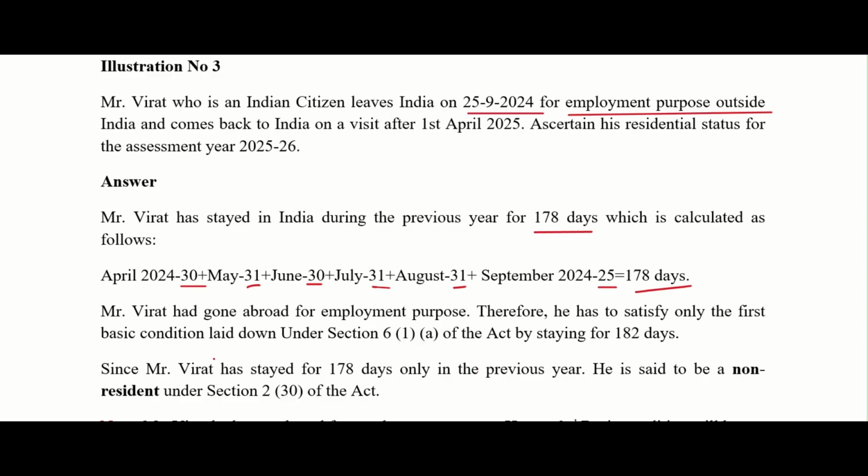So Mr. Virat had gone abroad for employment purpose. Therefore, he has to satisfy only the first basic condition laid down under section 6 subsection 1A of the Act, by satisfying 182 days. The second basic condition will not be applicable to him, since Mr. Virat has stayed for 178 days only in the previous year. He is said to be a non-resident under section 2 subsection 30 of the Act. See here, once a person does not fulfill any of the basic conditions, then no need to worry about the additional conditions. You need not check the additional conditions. So this is also another example for your better understanding of the concept, that is residential status of an individual.